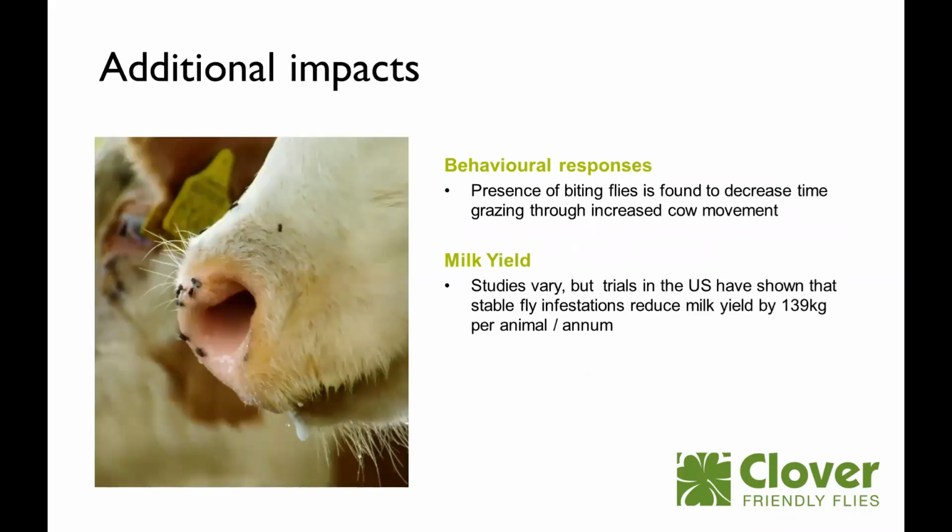There's also behavioural issues where cattle will graze less and spend less time eating and therefore reduce yields if they're being bothered by flies a lot. They're constantly moving their heads and swishing their tails to get rid of the flies, but that's time they're not eating. One study in the US found that a stable fly infestation could reduce yield by 139 kilos per animal per year. So obviously that's quite a big economic impact for you.